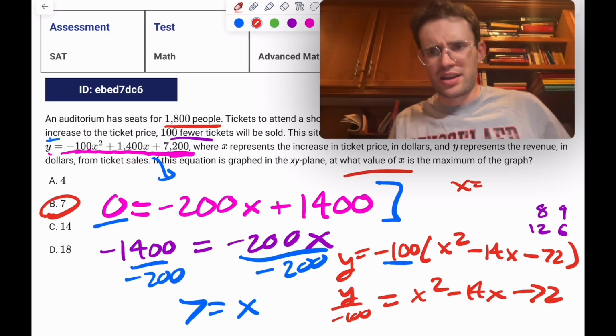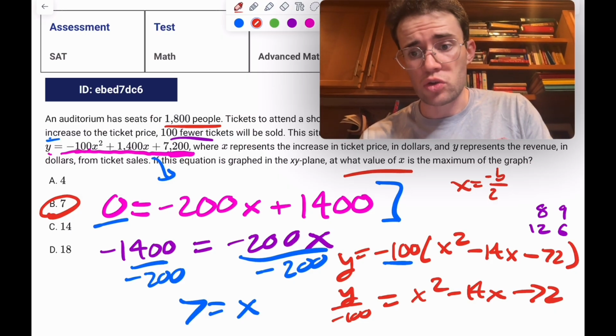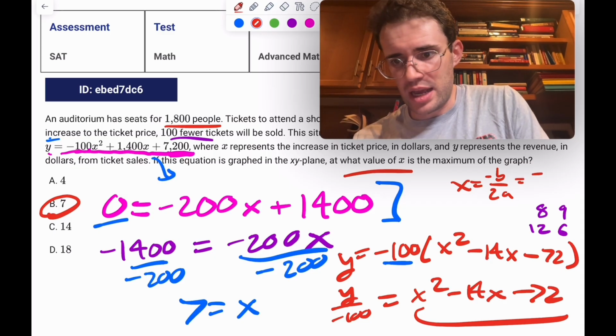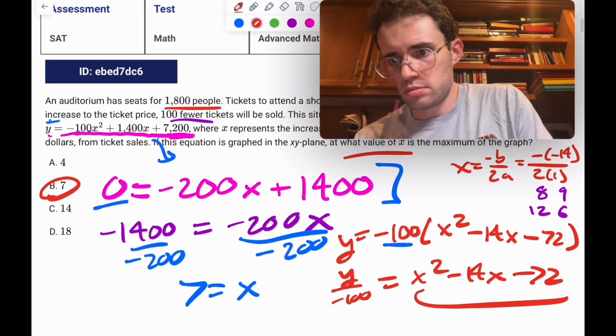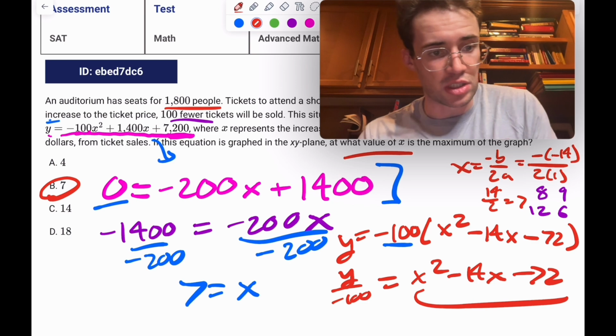You could also use the axis of symmetry, which would be, you set x equal to negative b over 2a. Do it from here. That would be, what is that? Negative 14 over 2 times 1. That would be negative times negative positive. So it's positive 14 over 2, which equals 7, which is our answer.